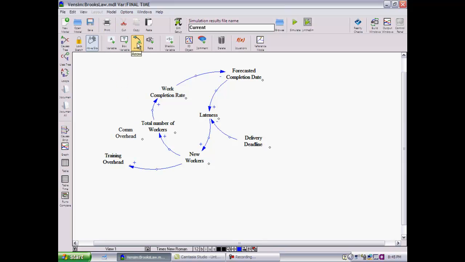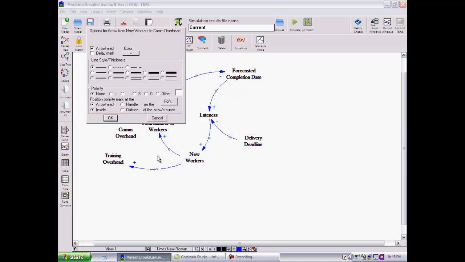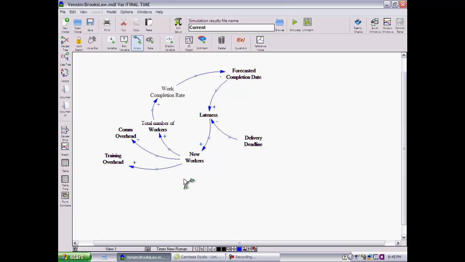Okay, similarly, if I have new workers, there's communication overhead. So I have a cause-effect relationship from new workers to communication overhead, and by similar reasoning as that of training overhead, this link polarity would be positive. Again, notice that as I'm determining the polarity of this one link, I'm not bothered about all the other chains of cause-effect relationship that are there in this causal loop diagram.